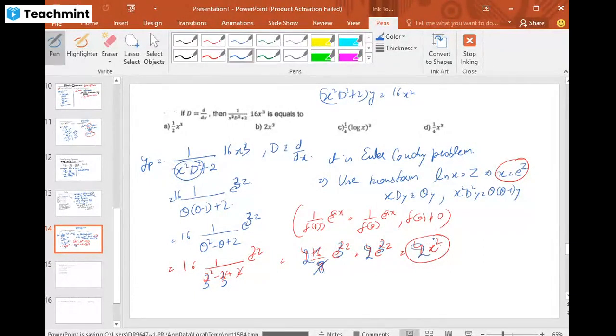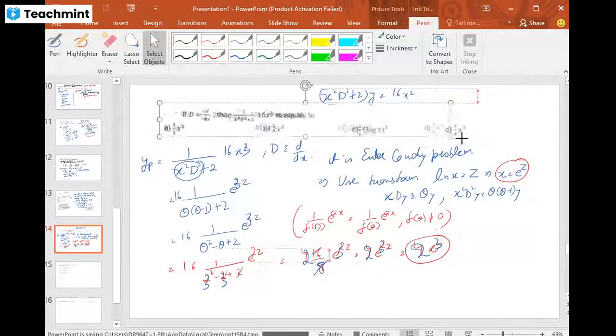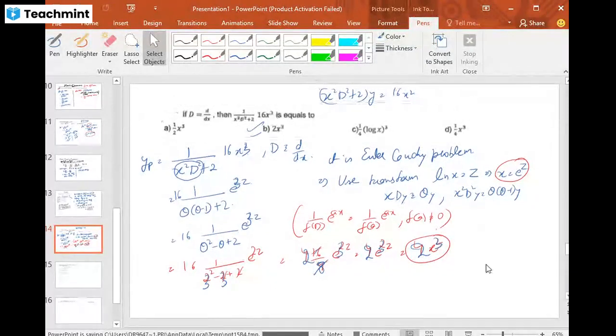2 times x cube. Okay, basically it is x cube. Let me increase the font size. So it is x cube, right? So x cube means here it is e power 3z.